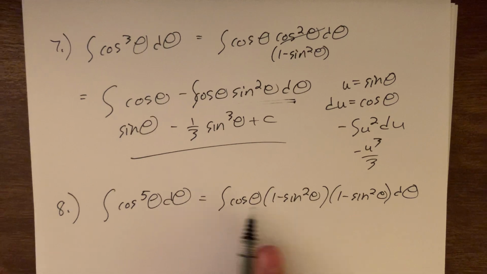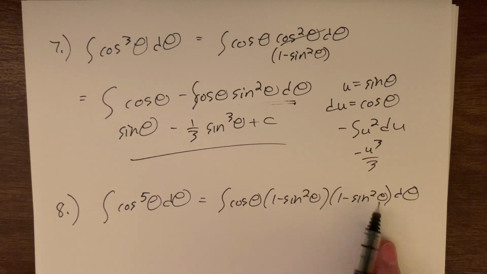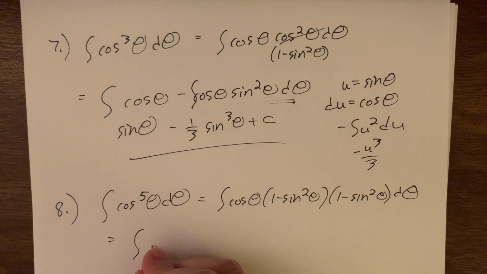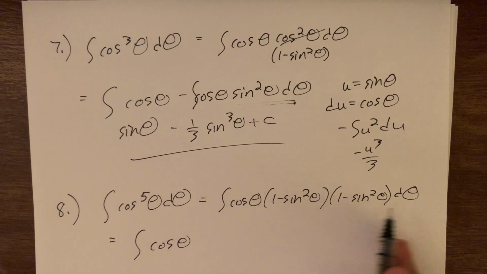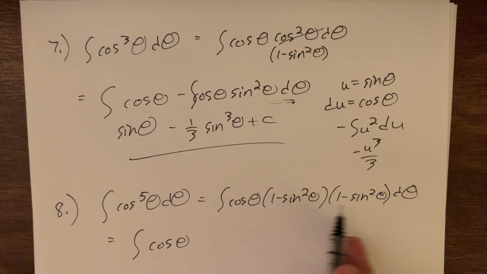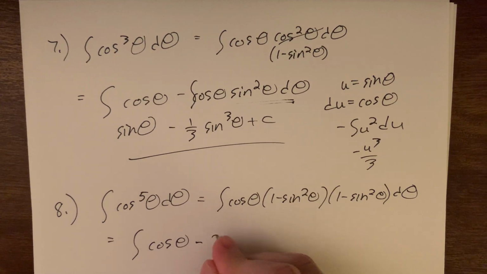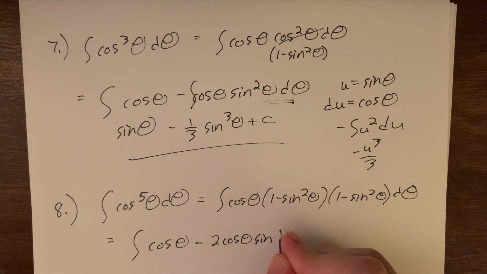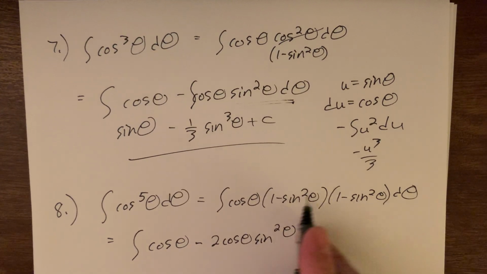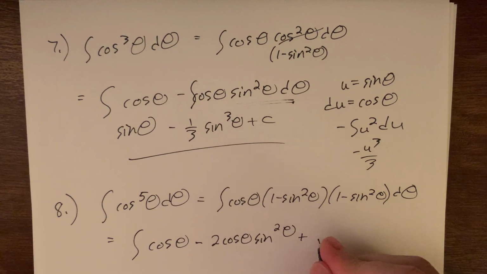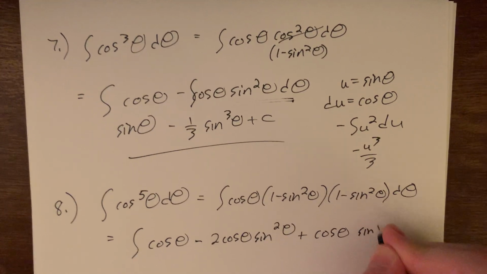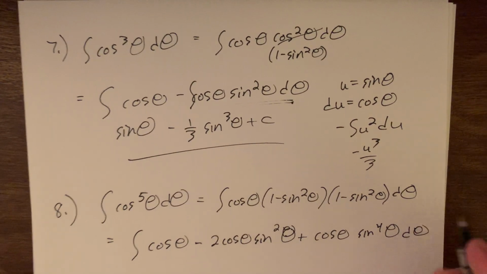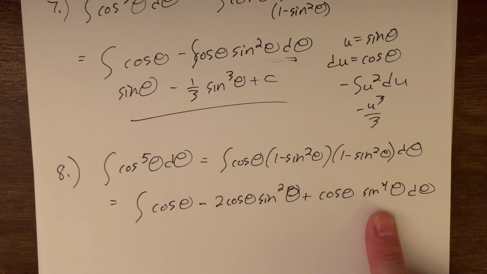I get cosine times cosine squared times cosine squared. I'd have to multiply all of this out. I'm going to do this a little fast, everybody, because here we'd have a minus 2 sine squared in the middle, so I'd have a minus 2 cosine sine squared, yep. And then we'd have a plus sine to the 4th, so I'd have a plus cosine sine to the 4th. And you can finish this on your own.